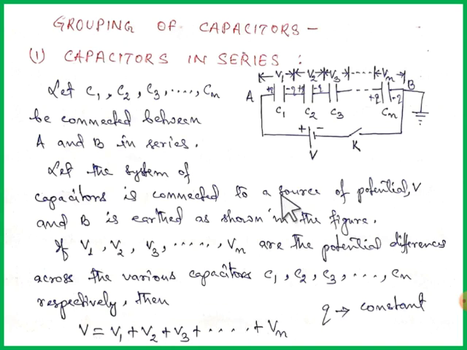The potential difference from the battery will be the potential difference between the points A and B. So the potential difference between A and B will be equal to the sum of the potentials across the different individual capacitors. So V will be equal to V1 plus V2 plus V3 and so on up to Vn. Mind you, the peculiar property in the series connection is that the charge stored on each and every capacitor will be the same. That means Q remains constant in the case of series combination.